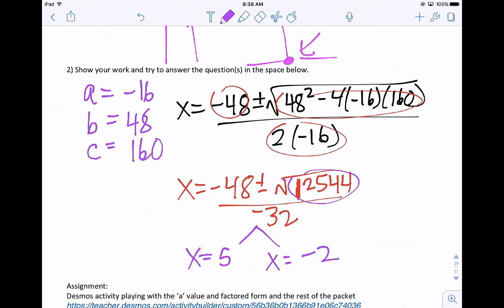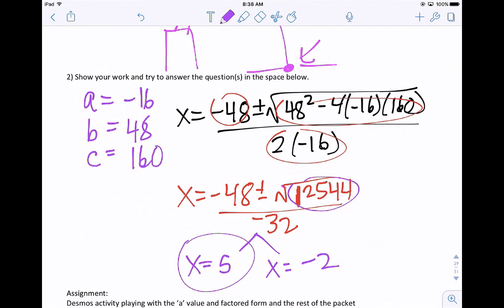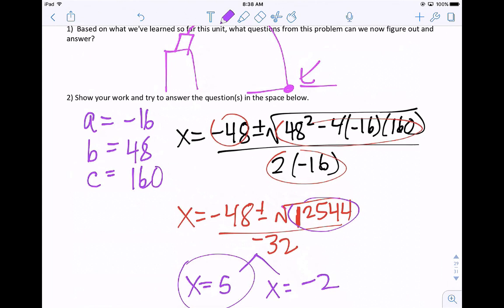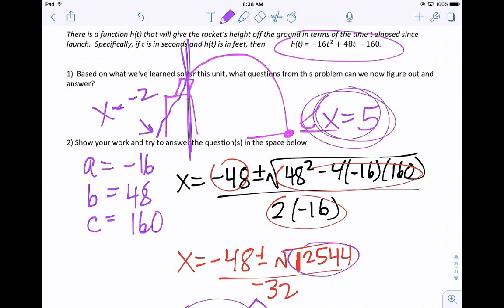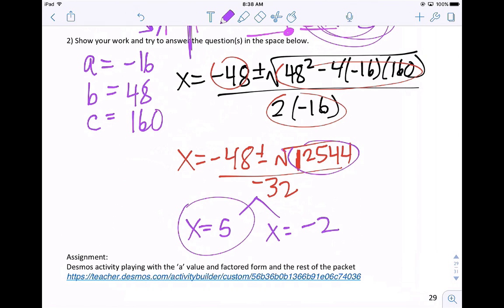All right, so what we solved for here is how long it will take for this rocket to hit the ground, and that would be at 5 seconds after 0. We do get a negative answer, negative 2, but since we're starting above the ground, we're just looking at the positive answer. So 5 seconds for that to hit the ground.